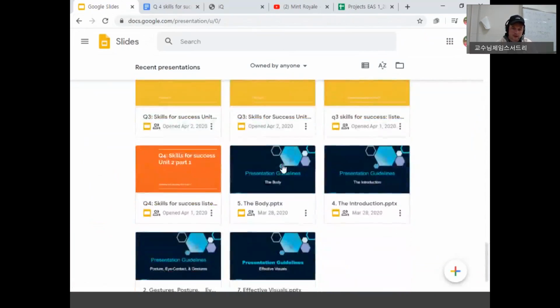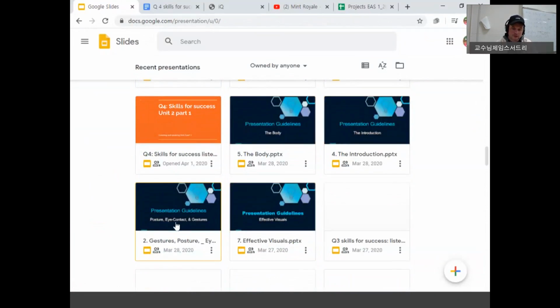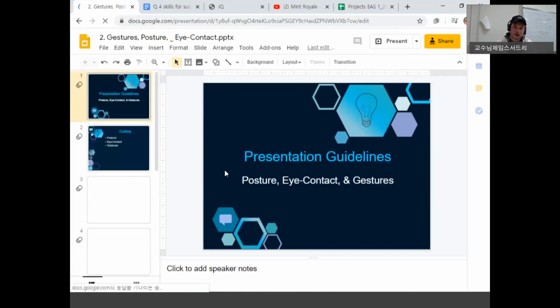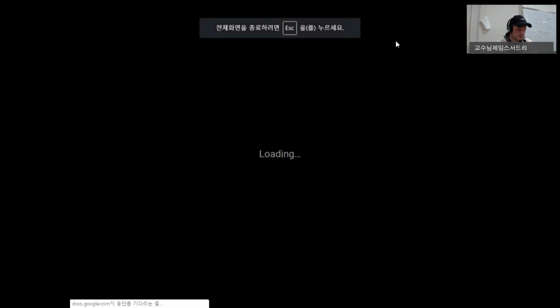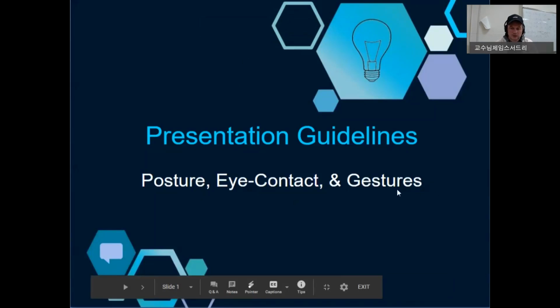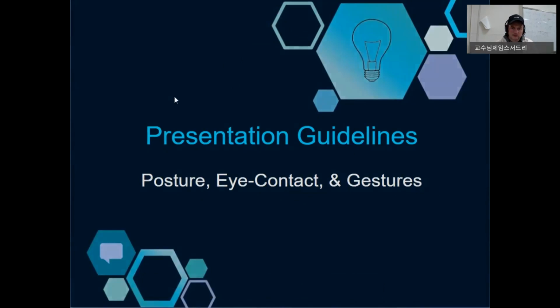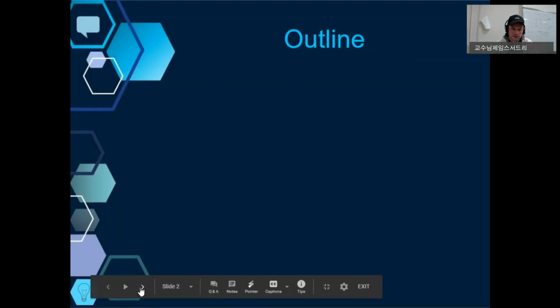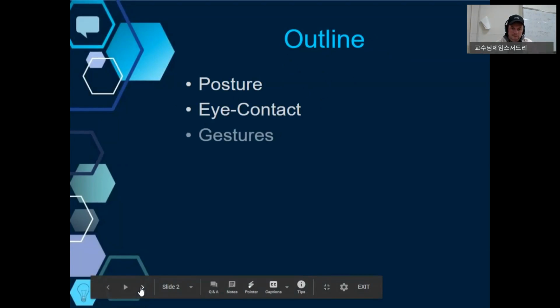Let's go to the second one, number 2. Posture, eye contact, and gestures, okay? So this is a key one too. We're almost halfway through. I don't think we're going to be able to do all of this, but let's try, okay? So let's go back here.